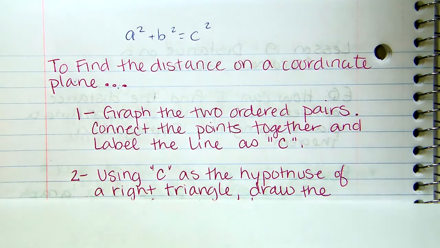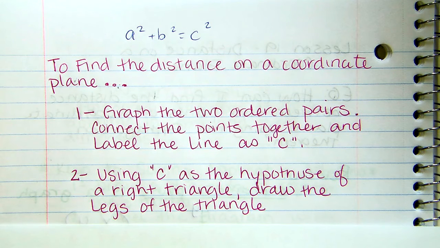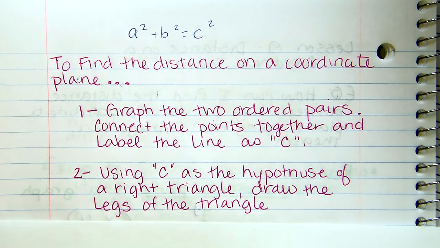Next, using C as the hypotenuse of a right triangle, we're going to draw the legs. For me, it's easiest to draw dotted lines as I'm going through this. So when I graph my points, and I'm connecting them, and I'm creating the legs of my triangle, I'm going to go ahead and use dotted lines. You can use a solid line if you would prefer, though.